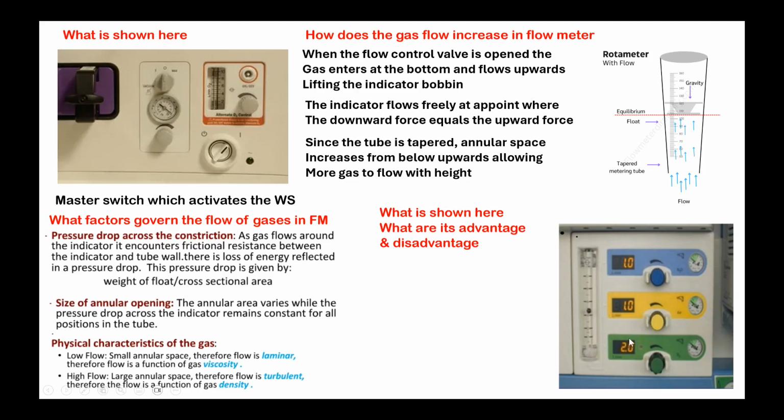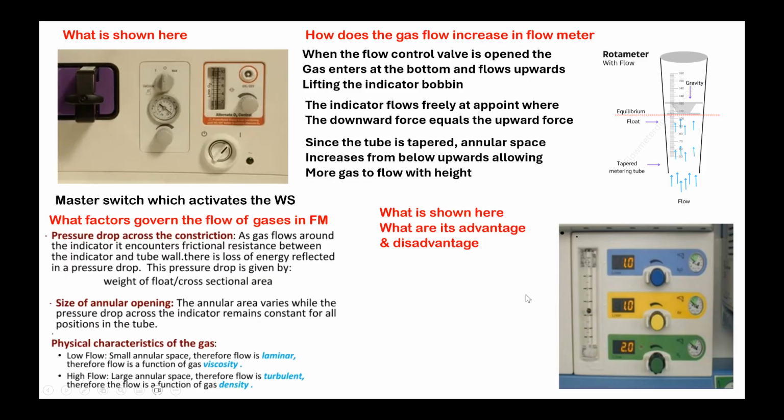Digital flow. This is the digital display. What are all the things being displayed here? Oxygen at 2 liters per minute. Air at 1 liter per minute. Nitrous at 1 liter per minute. And how many flow meter tubes are there? Only one flow meter tube.